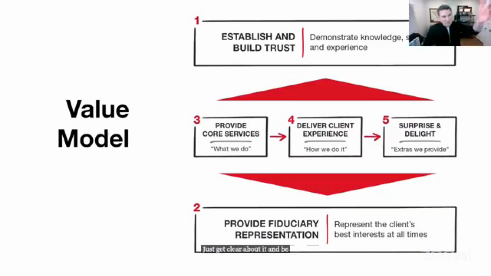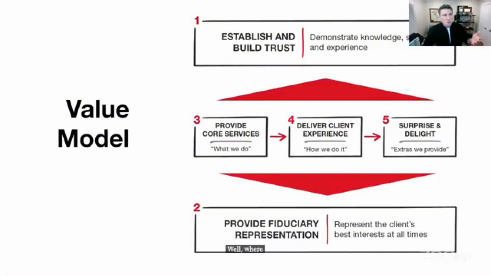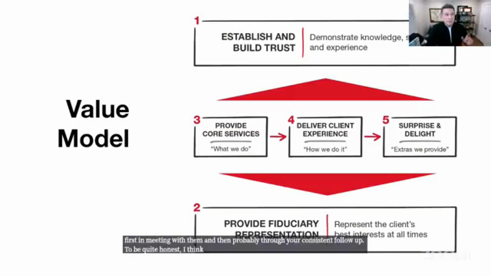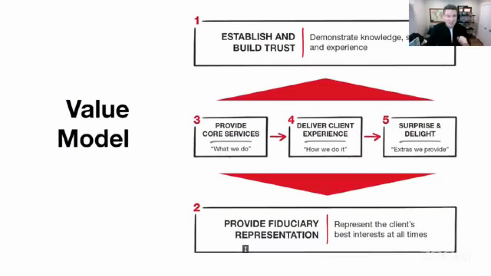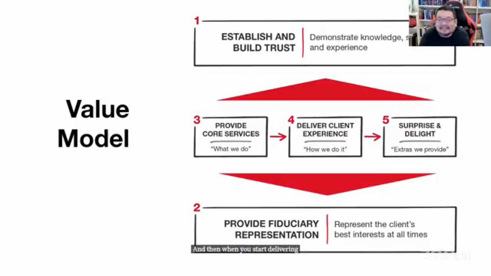As you can see here in the value model, you've got to be able to establish and build trust. Well, where does trust come from? That means you've demonstrated your knowledge, skills, and experience, first in meeting with them, and then probably through your consistent follow-up. To be quite honest, I think most of us give trust to people who do what they say they're going to do. And the best way to start doing that is to say, I will contact you on this date. And then when that date happens, you actually contact them. And then when you start delivering service to them, you can see how that goes.